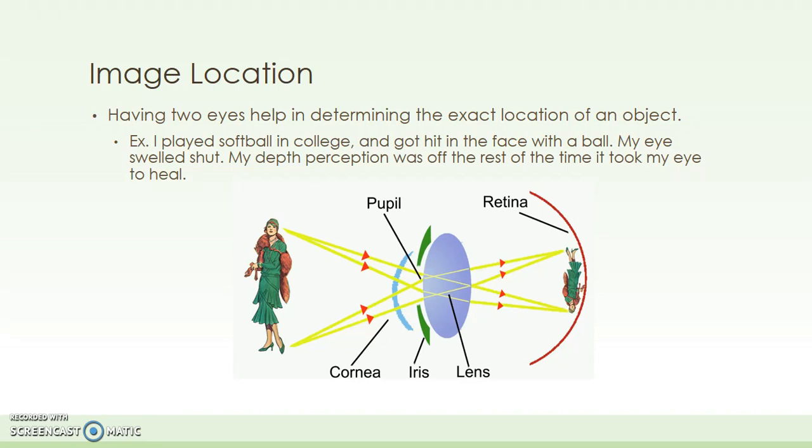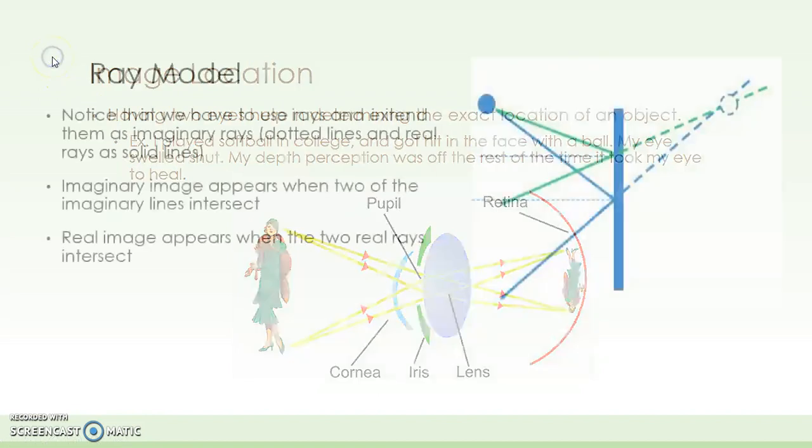I played softball in college, and one time I got hit in the face with a softball. My eye actually swelled shut, and I could not see anything out of it for about 2.5 weeks. My depth perception was off the entire time that I was healing. I was not allowed to play softball, of course, because I couldn't catch the ball, because I couldn't exactly determine where the location of the ball is.